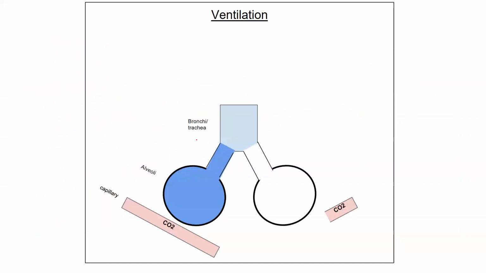The first thing I just want to go over is what is the formula for ventilation, right? So anytime you think of ventilation, ventilation equals respiratory rate times tidal volume minus dead space.